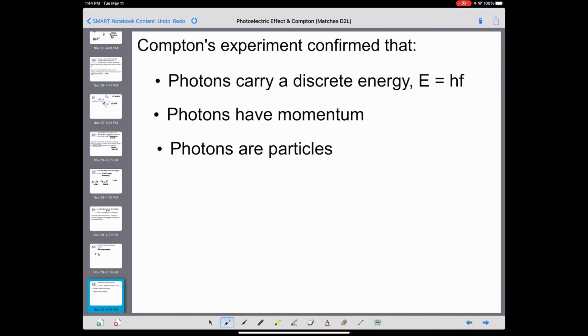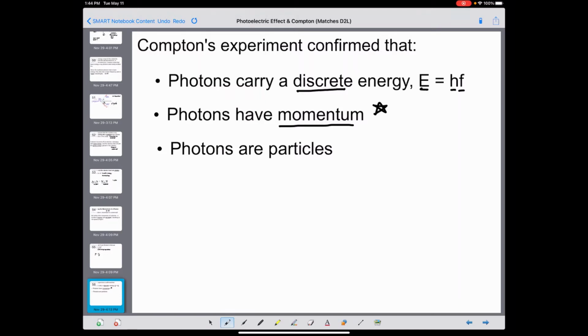Okay, so just to sum up what I've said so far, Compton's experiment confirmed that photons carry a discrete energy. We learned what the word discrete means in the last lesson, where the energy of the photon is Planck's constant times the frequency. It also confirmed that photons have momentum. That's kind of a new idea that wasn't part of the photoelectric effect. And it confirmed for us that photons are particles, which we did already know from the photoelectric effect.